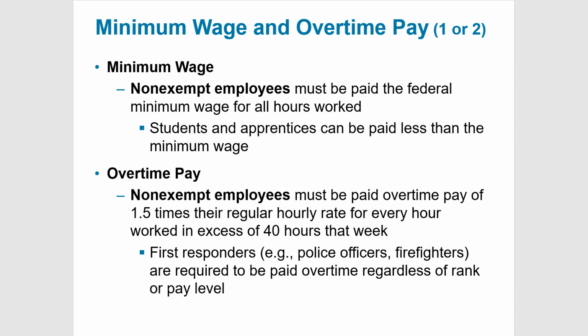Okay, so we talked about the minimum wage a little bit. Non-exempt employees have to be paid the federal minimum wage for all hours worked. And if you work over 40 hours in a week, then you have to be paid 1.5 times. Oftentimes people just say time and a half of whatever the regular hourly rate is for every hour worked over 40 for that week. And then there are a lot of exceptions to that. But if you're an hourly employee, and as long as you don't fall into one of the exceptions, then if I work over 40 hours for a week, I have to be paid time and a half for those hours over 40.